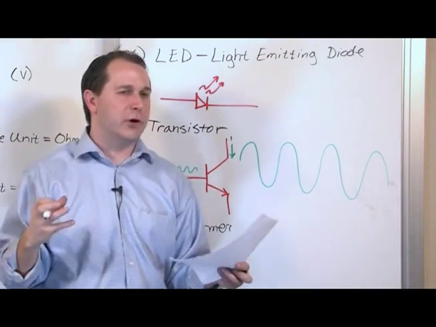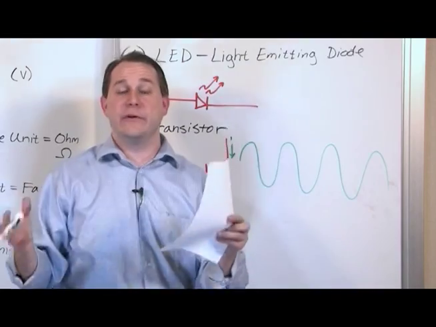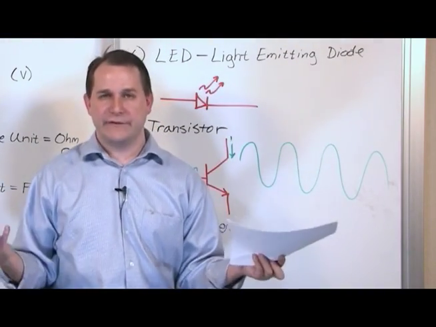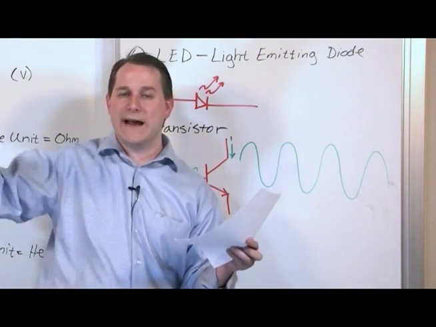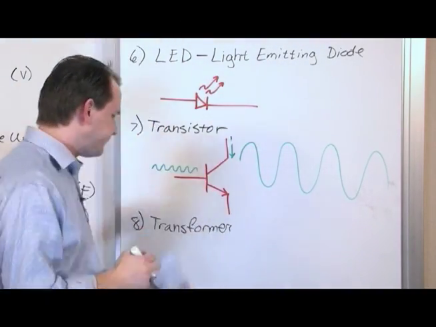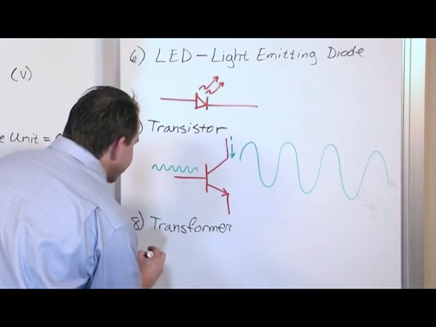Basically, a transformer allows a voltage to be increased or decreased to another voltage inside of a circuit. Specifically, they work with those AC signals, the ones that go up and down. We talked about AC in the last section. So the symbol for a transformer might look like this.